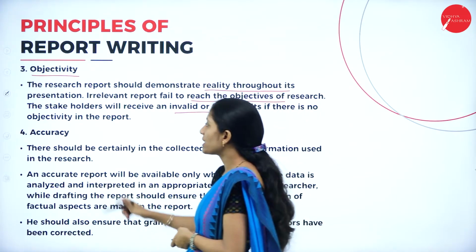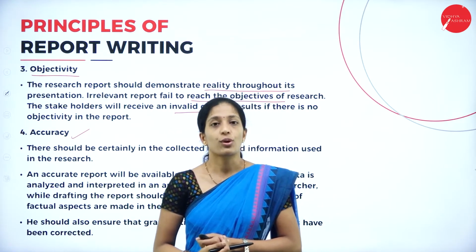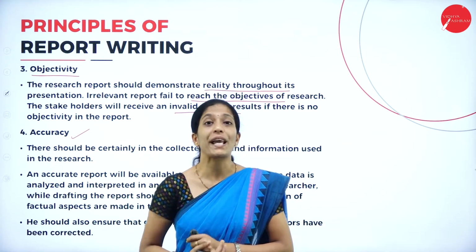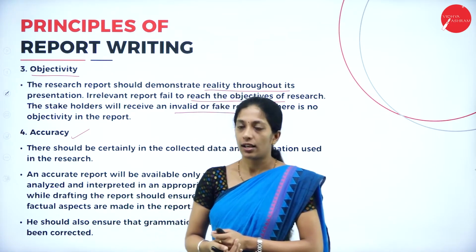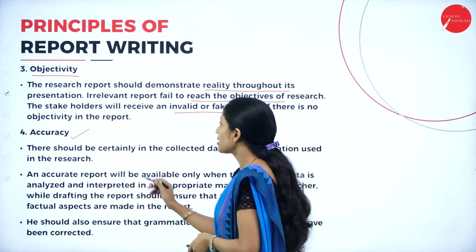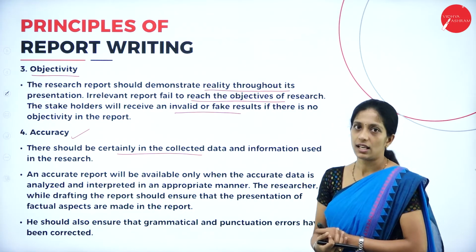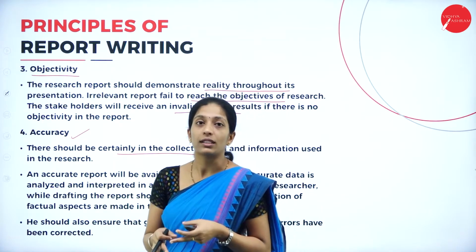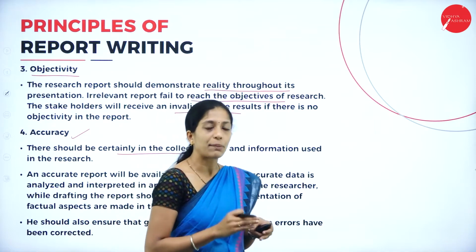And the fourth principle is accuracy. Of course, whatever information is included in the research report should be accurate. There should be correctness in the research report. So there should be certainty in the collected data and information used in the research. So the research report should basically be based on the information collected by the researcher on that particular topic.